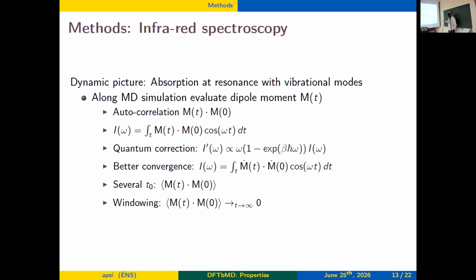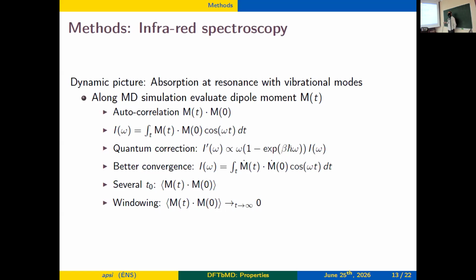So we calculate the dipole moment as a function of time along the simulation. It's also possible that you calculate the trajectory and then later take quite frequent snapshots, and then evaluate these quantities. But as I said, in CP2K, for example, it's much faster to calculate everything on the fly.